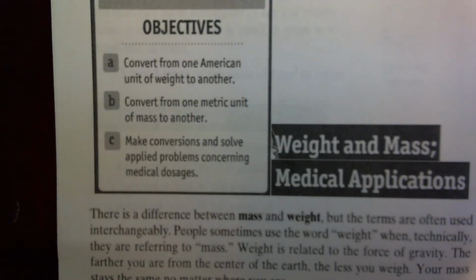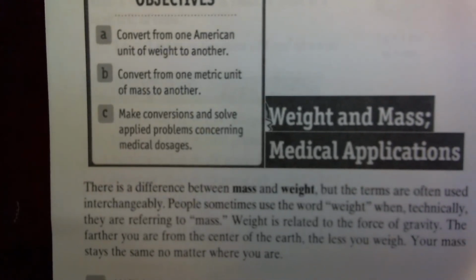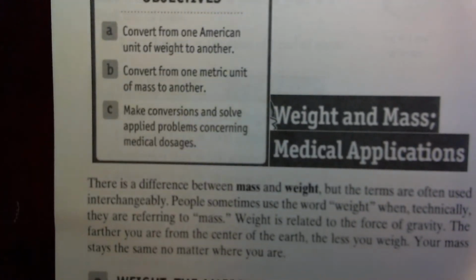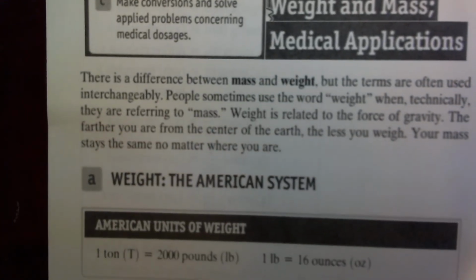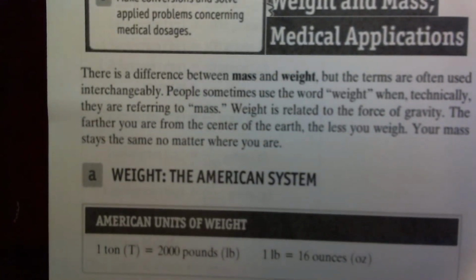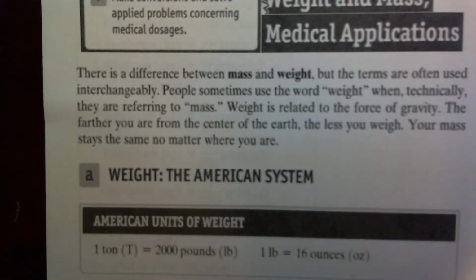The farther you are from the center of the earth, the less you weigh. But your mass stays the same no matter where you are. So that's a good little word picture to remember. In the American weight system, we have the units of weight. 1 ton equals 2,000 pounds, and 1 pound equals 16 ounces.